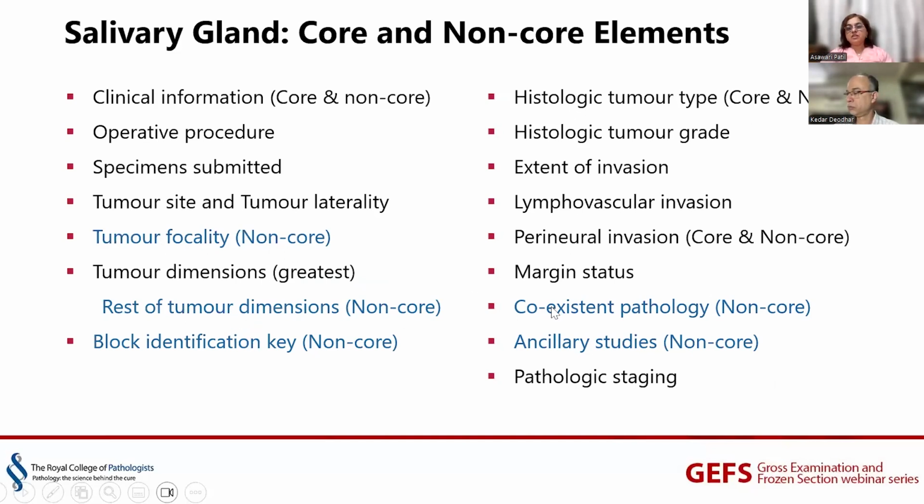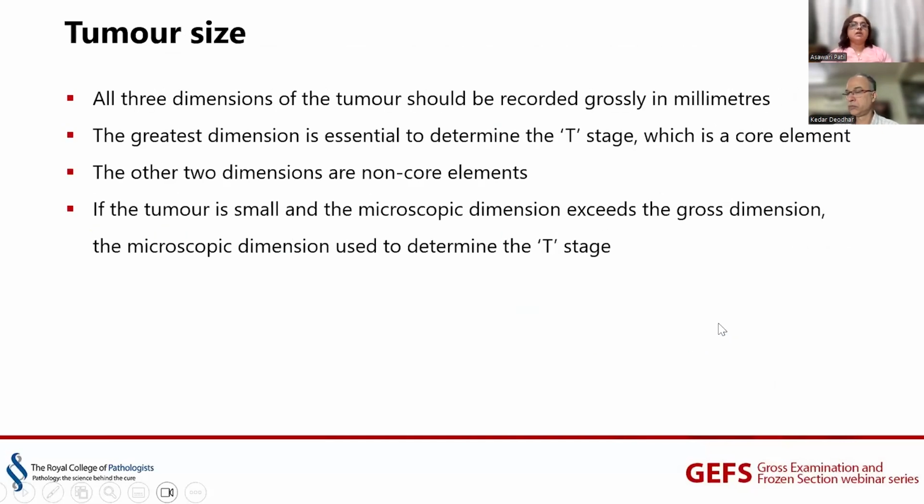In case of histology, tumor types, grade, extent, LVI, PNI, margin status, pathologic staging is okay. But ancillary studies here are non-core elements. Coexistent pathology is a non-core element. Now, before concluding this talk, I'm going to go through some of the core elements quickly.